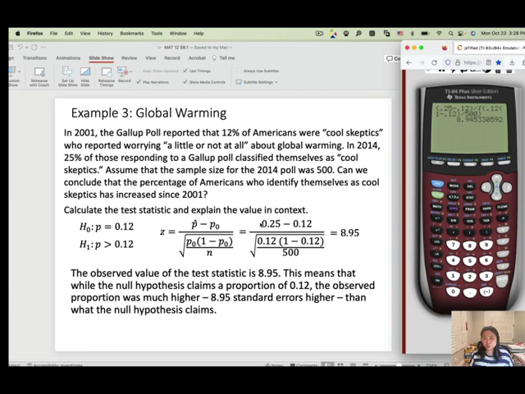Make sure it's the whole numerator divided by the square root, and inside the square root it will include the 500 as well. So you can see I do have the parenthesis for the 500 here also.